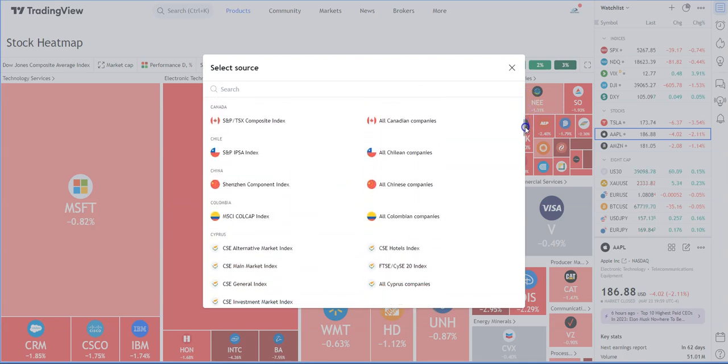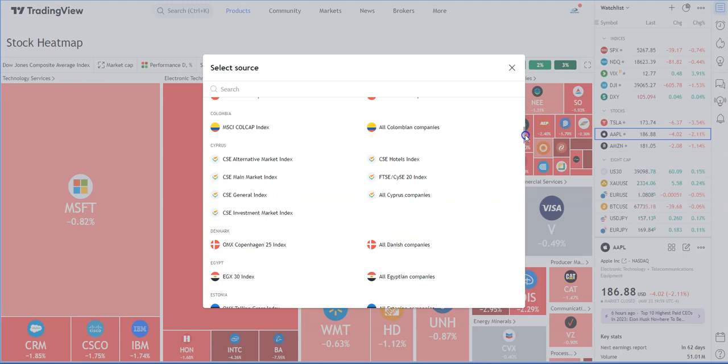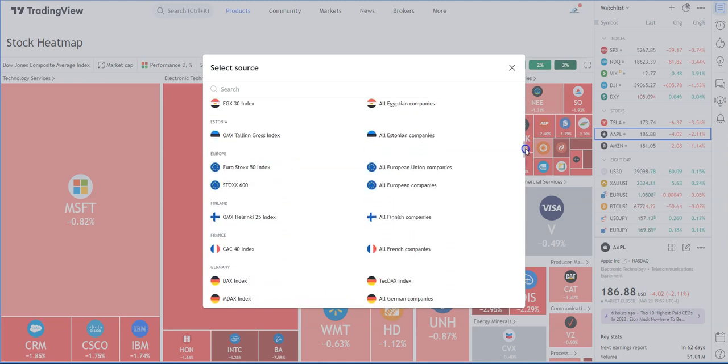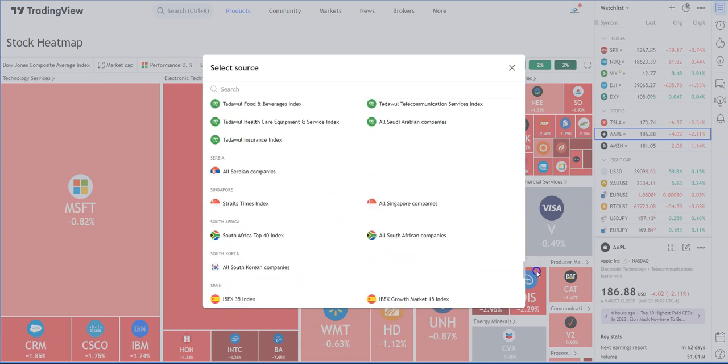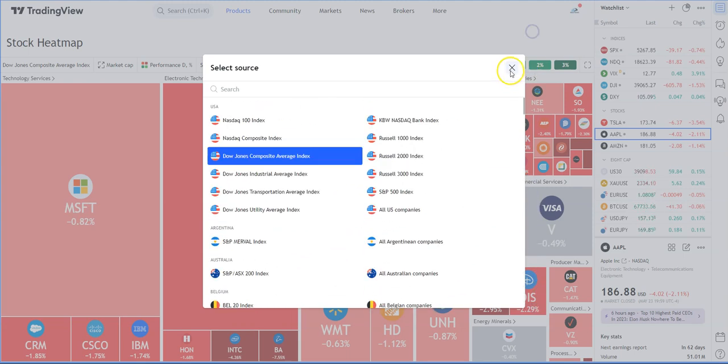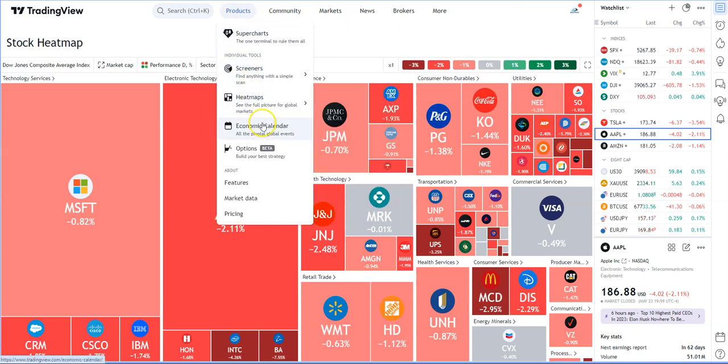Brazil, Canada, Chile, China, Colombia. See, a lot of people don't know about these heat maps. It's just a way for you to get a view of everything that's going on in that economy. So that's beautiful. I love that, and I wanted to really show you guys that.